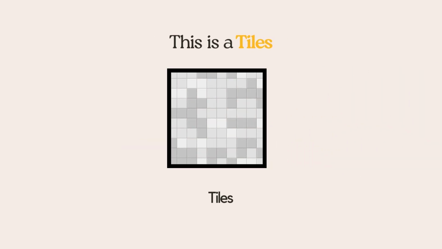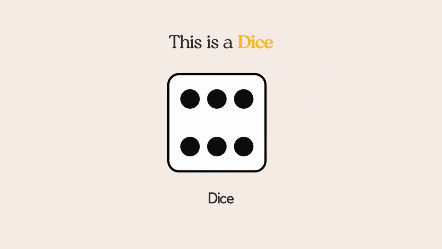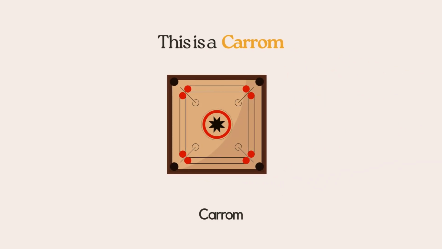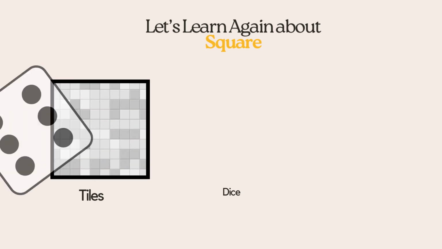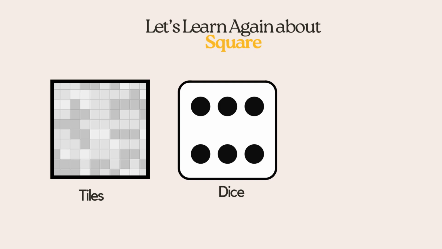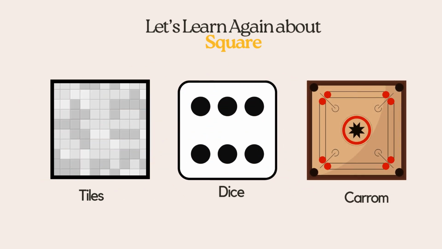This is a tile. This is a dice. This is a carom. Let's learn again about square. Tiles, dice, carom.